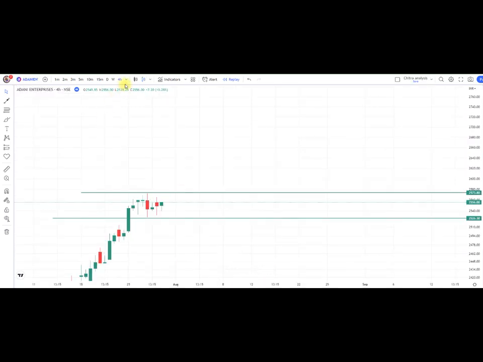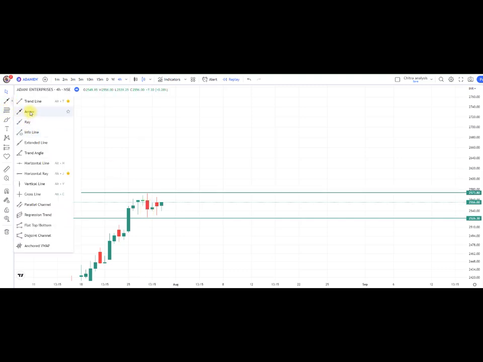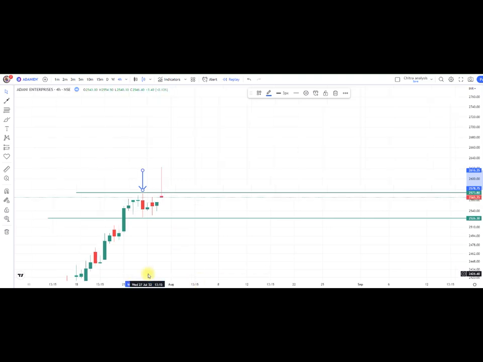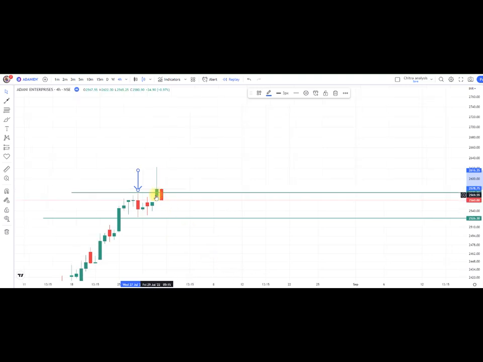Adani Enterprise 4 hours time frame chart. So this is the mother bar. You can see here, this is the mother bar, and we got 3 child bars inside the mother candle. So we can enter into the trade once the high or low is taken away. Now we can see what trade we got.